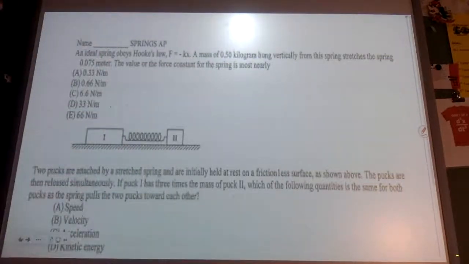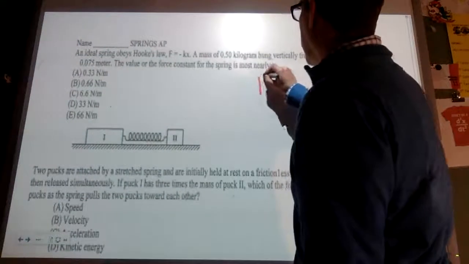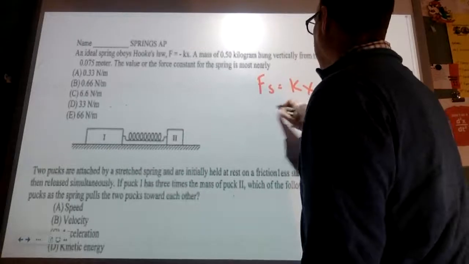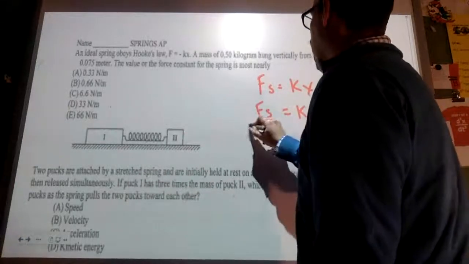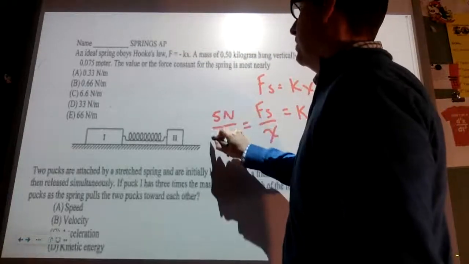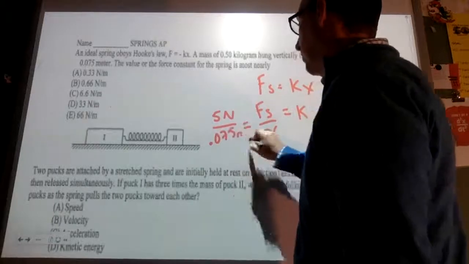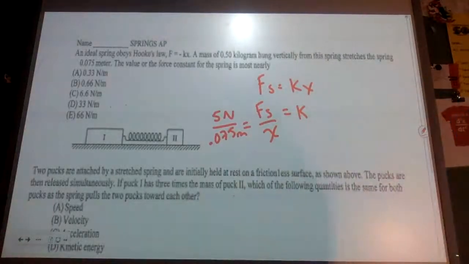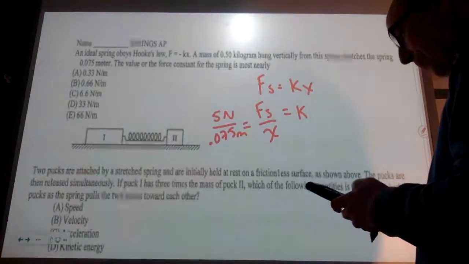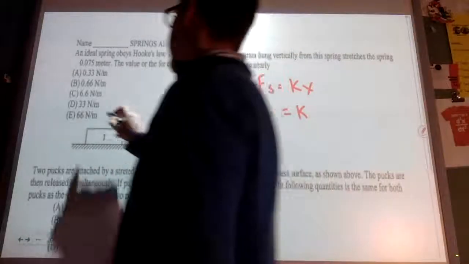An ideal spring obeys Hooke's law, F equals negative kx. A mass of 0.5 kilograms, hung vertically from the spring, stretches the spring 0.075 meters. The value of the force constant for the spring is most nearly? So F of S is going to be equal to negative kx. The force is going to be 5 newtons for a 0.5 kilogram mass, and we're saying that it stretches 0.075. So I have 66.7.